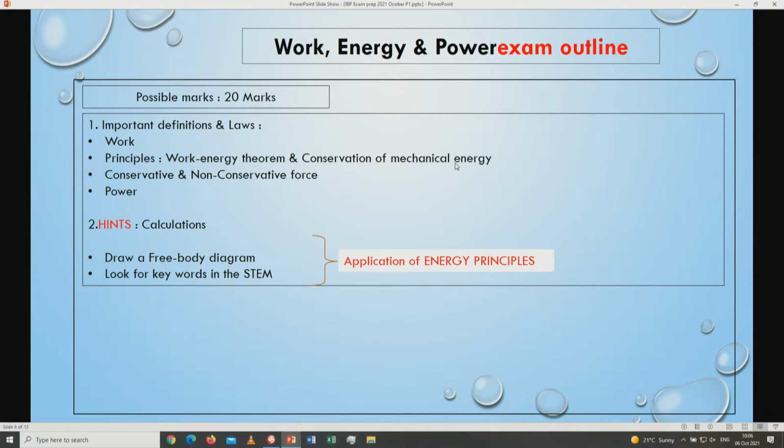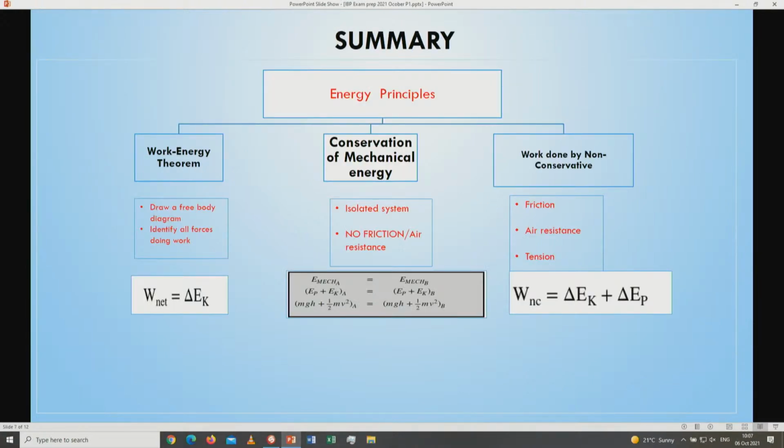Working with the principles, you need to have key words, and the key words will come from the stem. The stem is the statement given in the question. From the stem, we will be able to say which energy principle can work best, which energy principle I am going to look for. So I compiled here a summary of exactly what to look for and when each one is applicable.